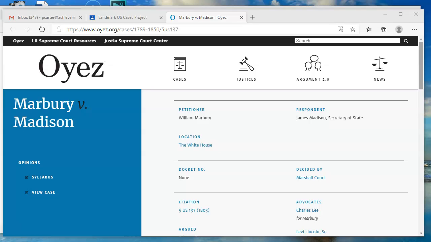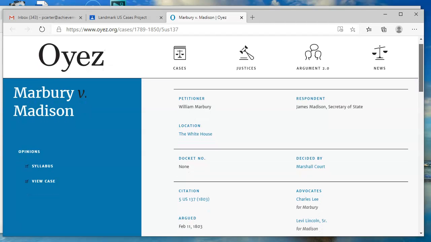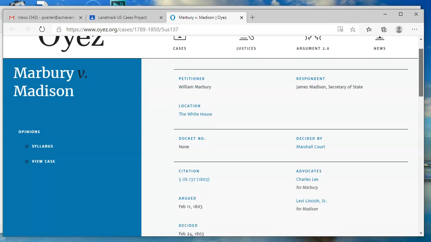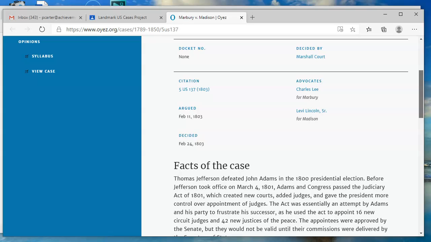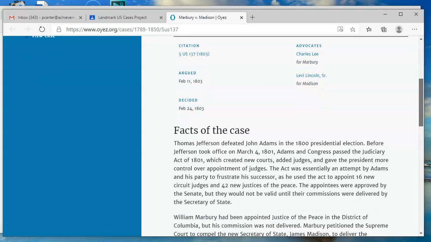So as part of this, Marbury versus Madison, as you can see here, our petitioner, or the person who brought the case, was William Marbury. The respondent was James Madison, who was at that time Secretary of State. The location was the White House. This was argued February 11th of 1803 and decided a short 2 weeks later, February 24th of 1803.